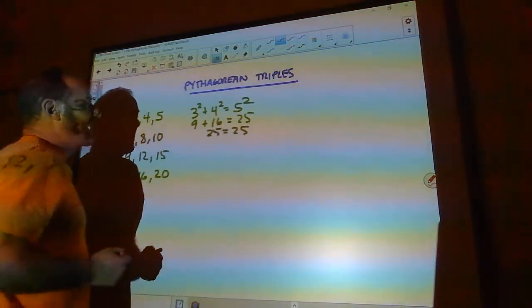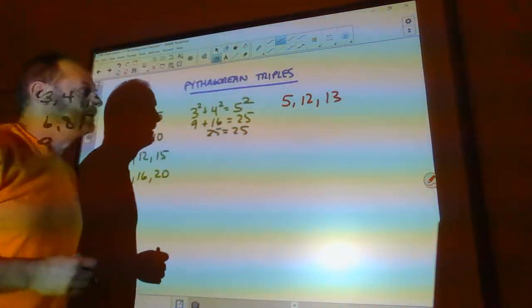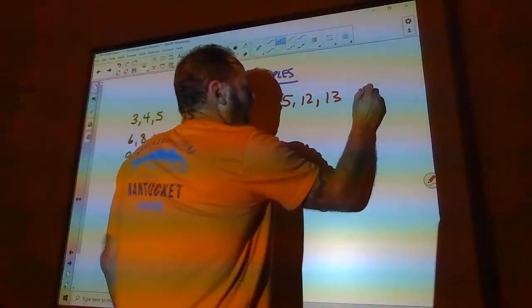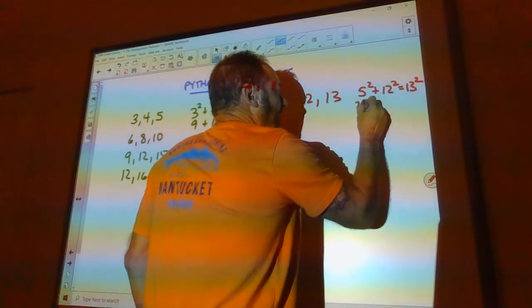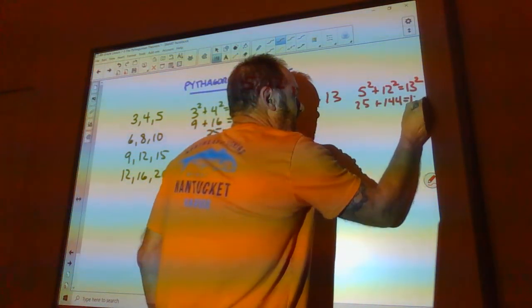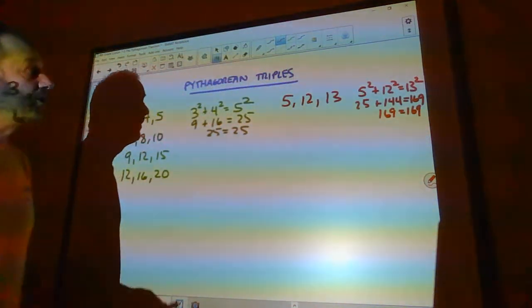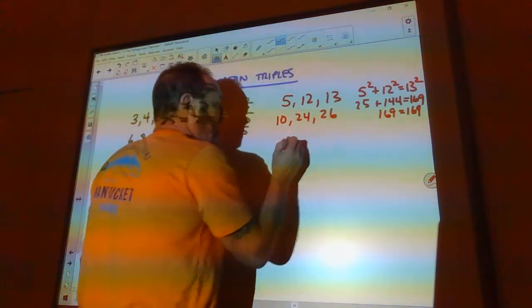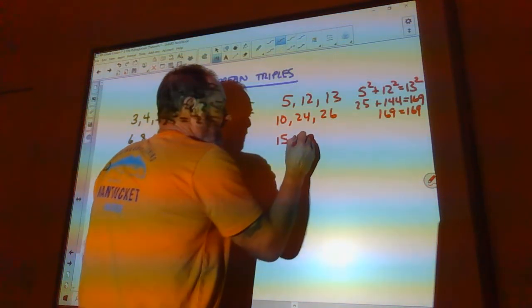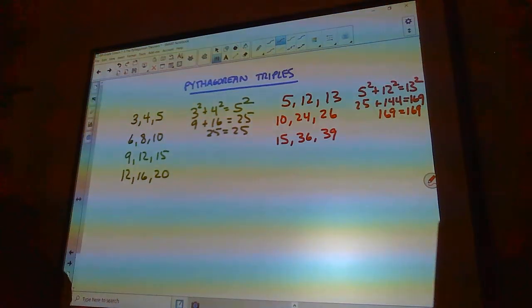Another set is the 5, 12, 13. 5 squared plus 12 squared is 13 squared. We already did this one. 25 plus 144 is 169. 169 equals 169. Now I can find a whole other set of Pythagorean triples by doubling this. That'd be 10, 24, 26, and tripling it, 15, 36, 39, and so on and so forth. So I can find all kinds of Pythagorean triples.